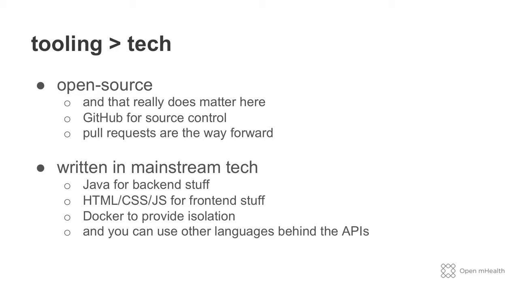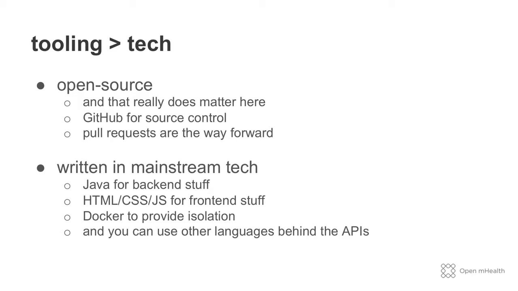We use GitHub for source control. We love pull requests, and this is all about you guys. I mean, we need a community of people to contribute so that this ecosystem grows. And to do that, we've written this stuff in mainstream technology. So there's Java for the backend stuff, HTML, CSS, and JavaScript for the front end. The reason we did that is partly because that's what we're good at, and it doesn't make sense to write something in a language you're not good at, but also because it's mainstream enough that we think enough people can look at it, understand it, and if need be, change it.